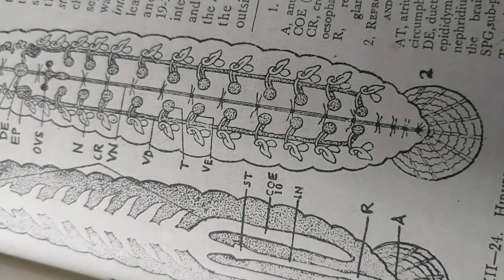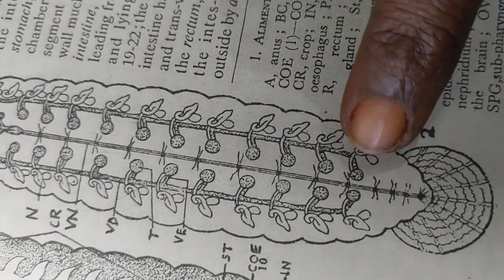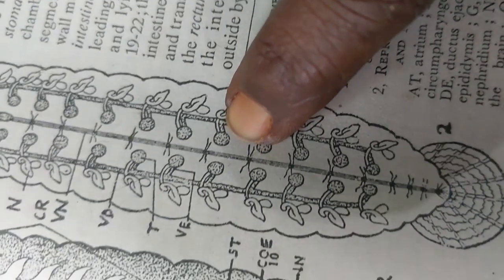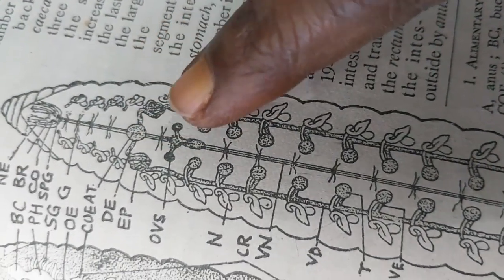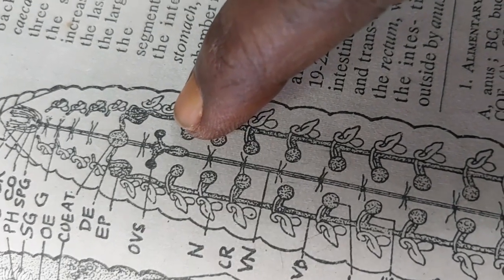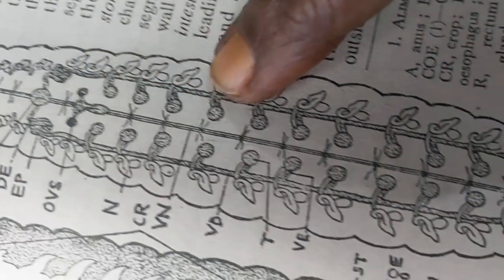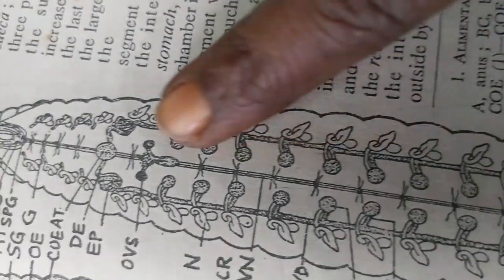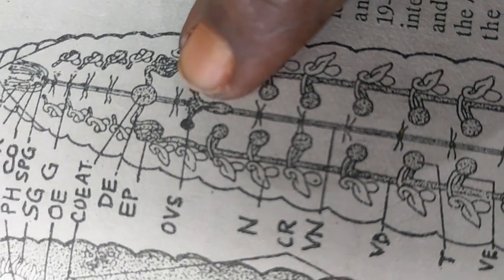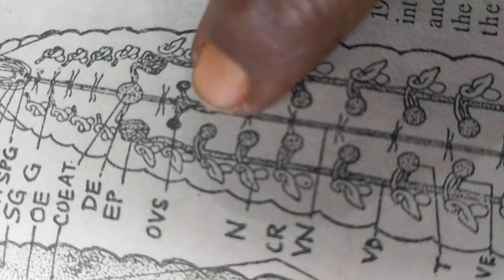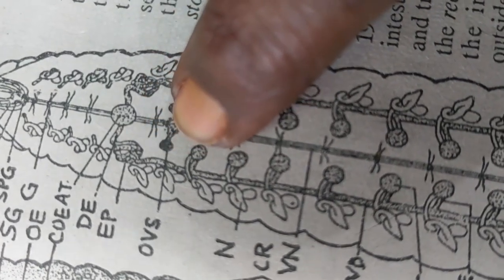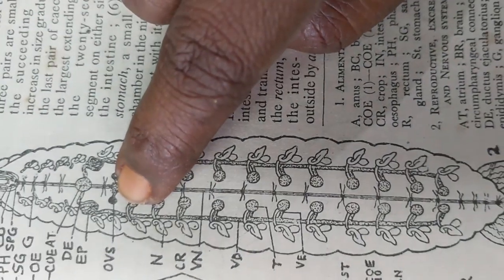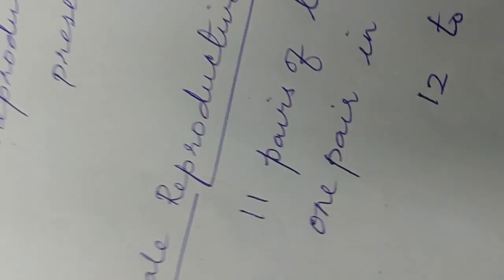Leech, male reproductive system. You can see the testis here. These are nephridiopods. This is testis. Okay, 11 pairs of testis are present from here. It begins from 12th segment to the 22nd segment. Male reproductive organs and female reproductive organ, you can see it here. Ovary present here. This is ovary. This is a genital external pore of female organ. So both male reproductive organ and female reproductive organs are present in the same animal. That is why it is called hermaphrodite animal.